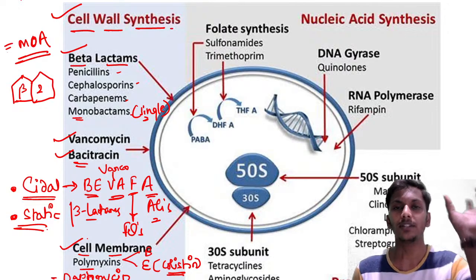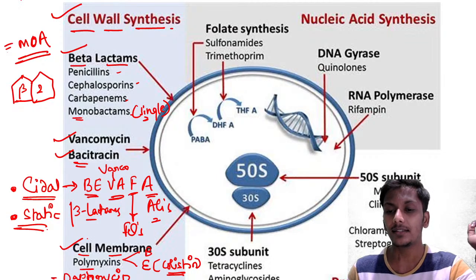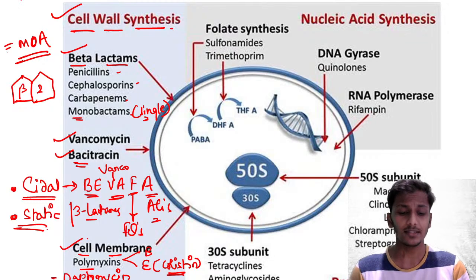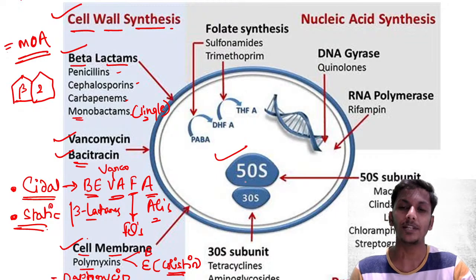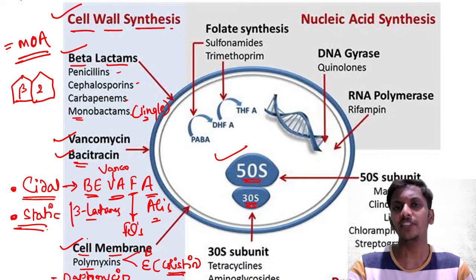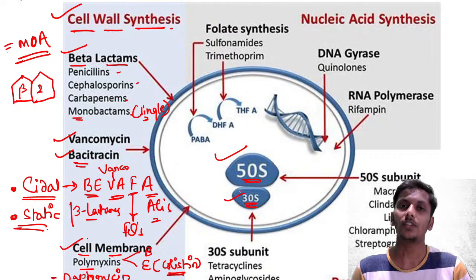So these were about cell wall synthesis and cell membrane synthesis inhibitors. Now talking about the protein synthesis inhibitors. Protein synthesis usually is a function of ribosomes, and as we all know, the bacterial ribosome is made up of 2 subunits, 50S and 30S subunit. So there might be some drugs which will bind to the 50S subunit and then inhibit the protein synthesis, and there might be some other group of drugs which can bind to the 30S subunit of the ribosomes and then can inhibit the protein synthesis.